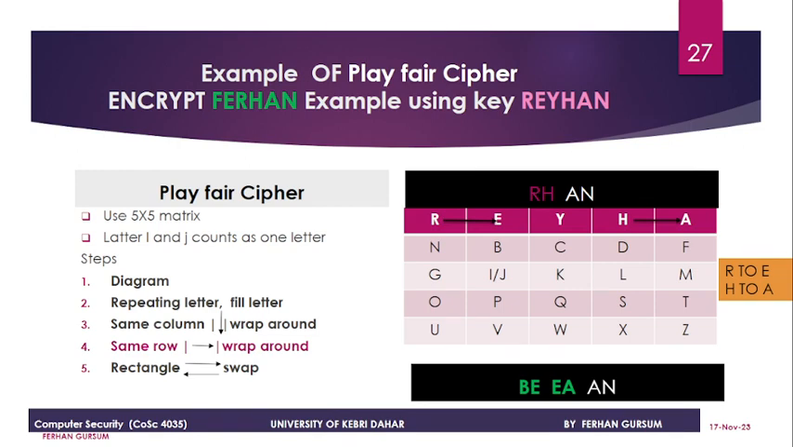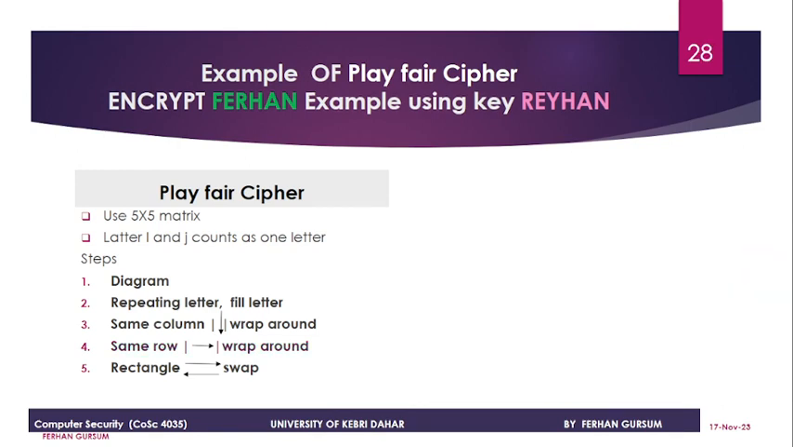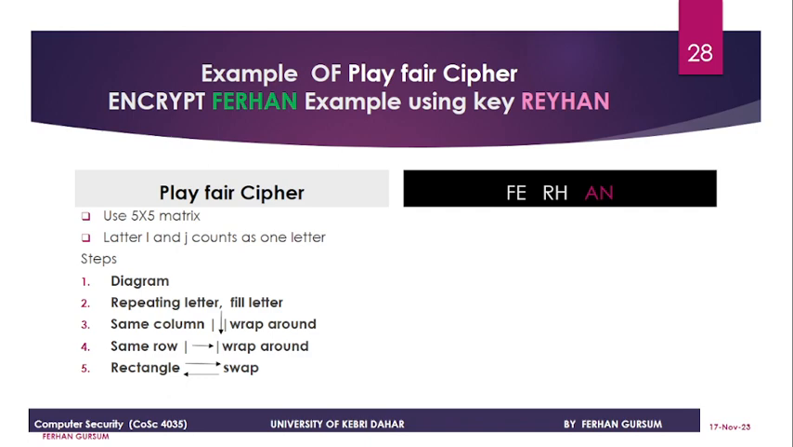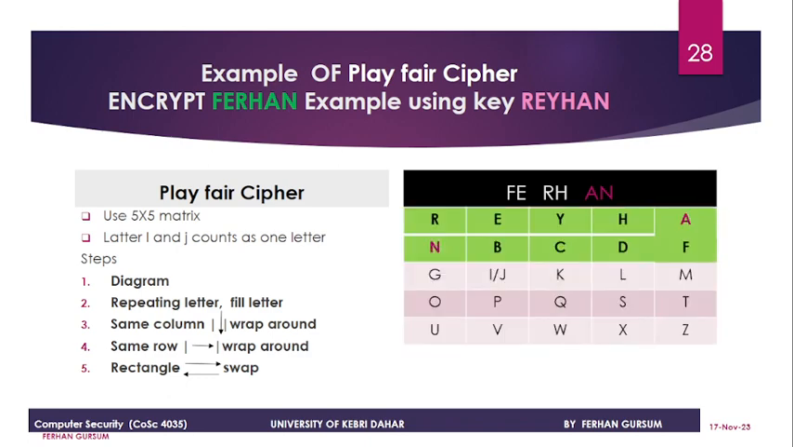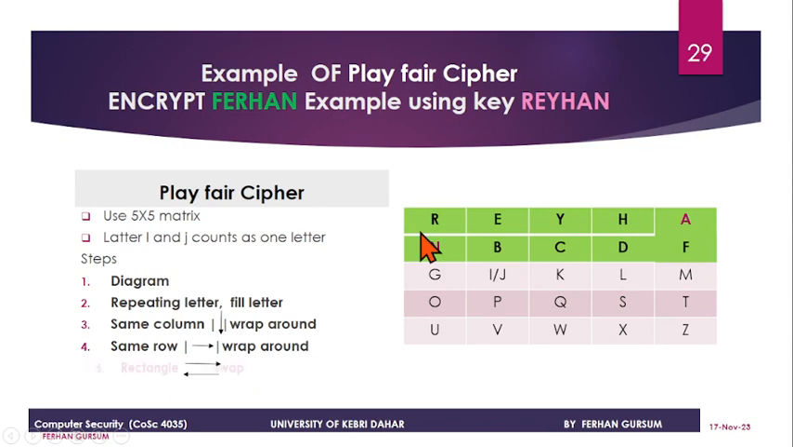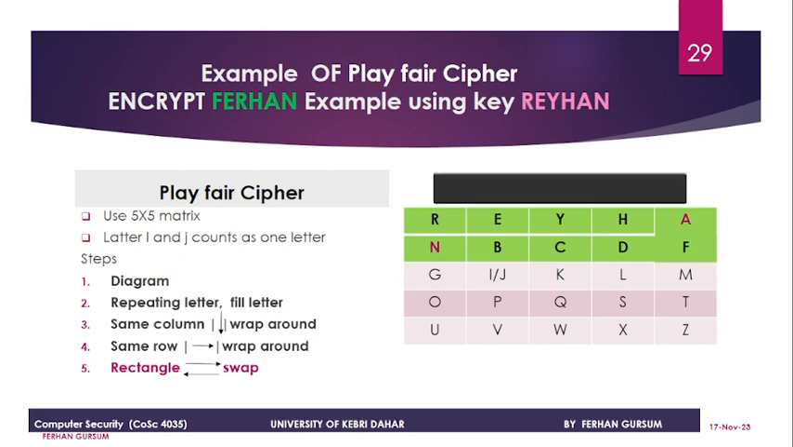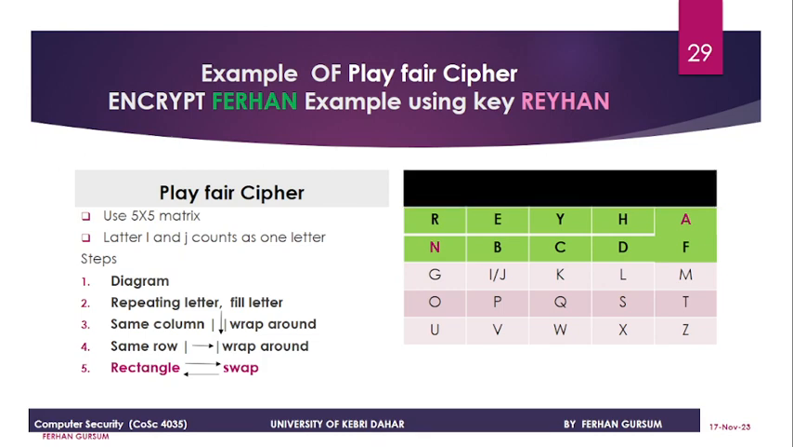Okay, what remains now? AN. For AN, A is found here and the N is found here. It's not on the same row, and not on the same column. So it is step 5 now. Since it forms a rectangle, we swap. Which means A is replaced by R and N is replaced by F.